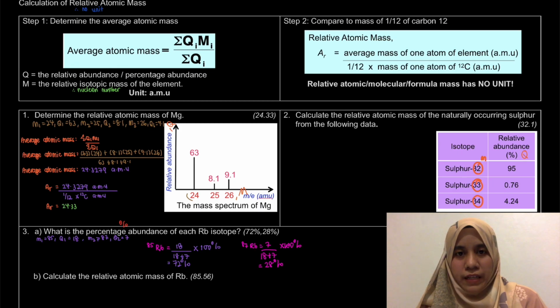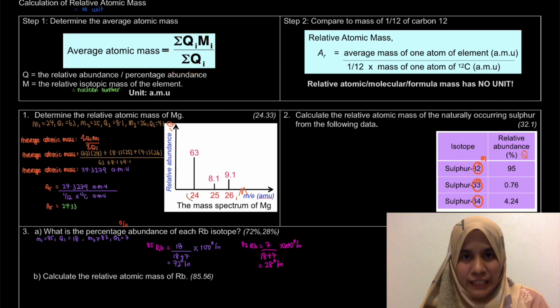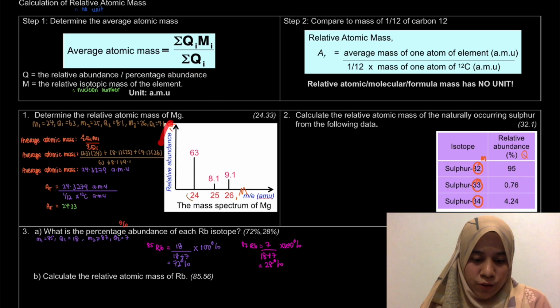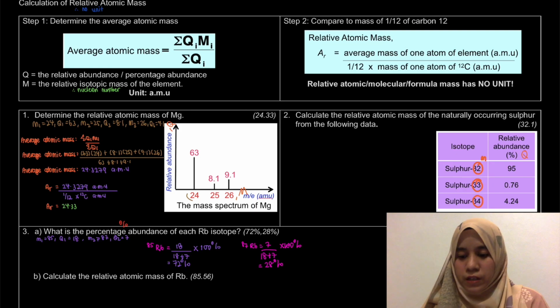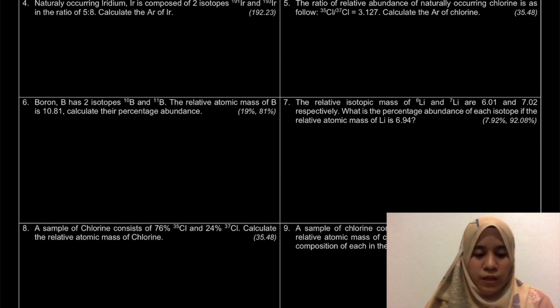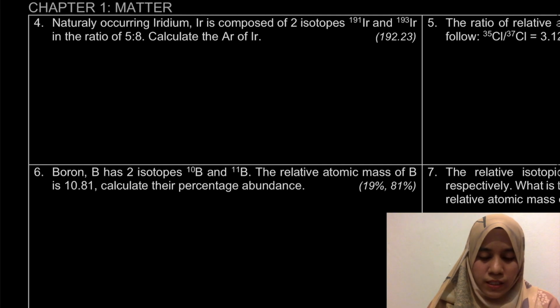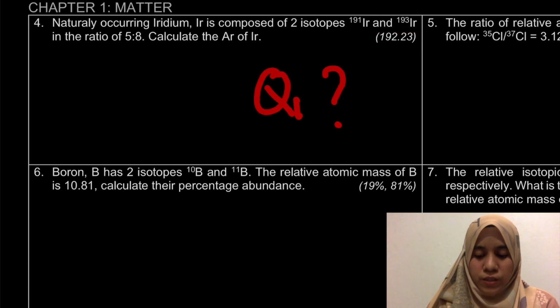When it says calculate the relative atomic mass, first and foremost we have to find our Q and M, because we need the sum of KiMi divided by the sum of Ki. Previously we could see the Q is here, and the mass is given sometimes here or in your graph. But here it's only in sentences, so how are we going to find it out? It says there are two isotopes, 191 and 193, in the ratio of 5:8. So which one is our Q, and which one is our M?